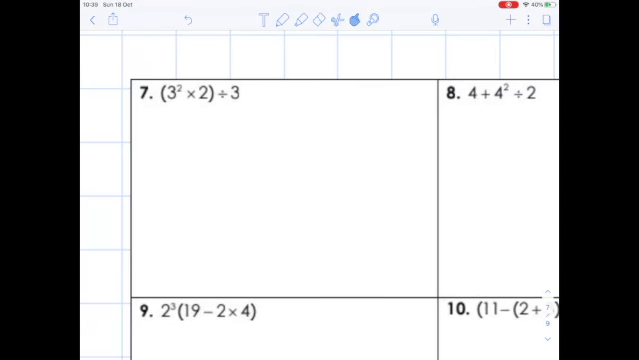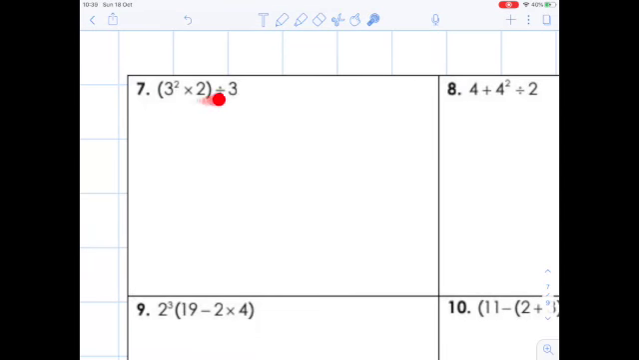Number 7. Number 7 gets a little bit trickier because now we have exponents, right? So this one I'm going to have 3 squared times 2 in parentheses divided by 3. So PEMDAS tells me that I have to do parentheses first. But inside my parentheses, I now have 2 operations. I have an exponent and I have a multiplication. Which one do I do first? Do I do 3 times 2 or do I do 3 squared and then multiply by 2? And if we remember, we do exponents before multiplication. So we're going to do 3 squared first, which is going to be 9.